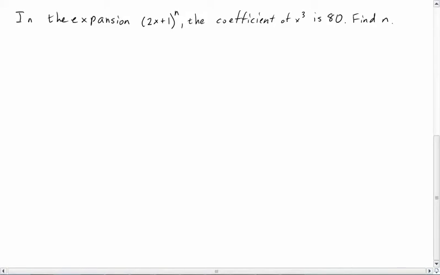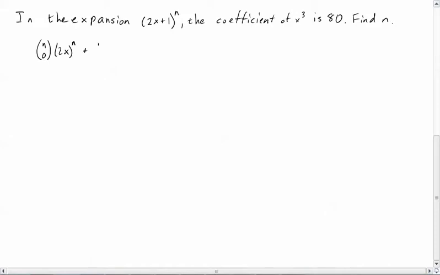So in the expansion 2x plus 1 to the n power, the coefficient of x cubed is 80. Find n. Now, if you're like me, then what you would probably do looking at this, you say, oh, well, I can just write out the expansion. And so what you're going to do is you're going to say, okay, well, the binomial coefficient will be n 0, because that should be the power, right? And then it'll be 2x to the n power and 1 to the 0 power.